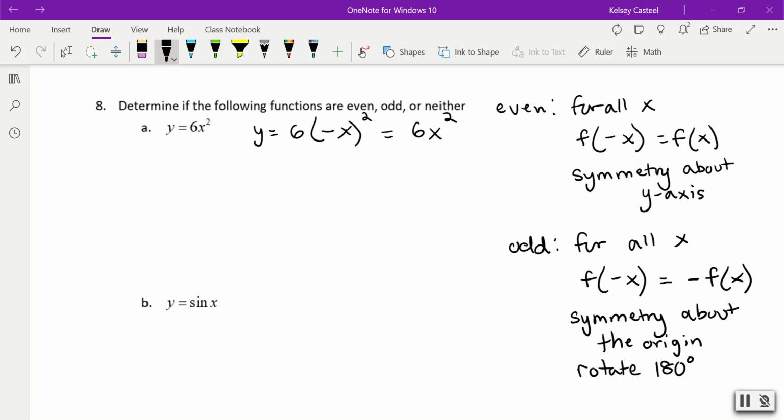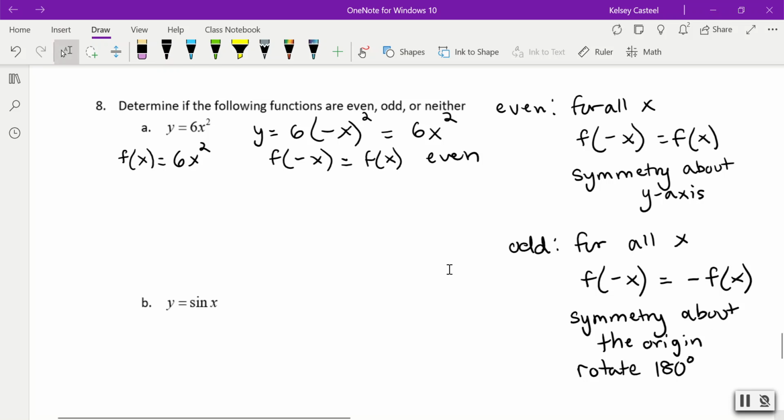If you want to use function notation here, we could rewrite this as f of x equals 6x squared. And we've just shown that f of negative x is equal to f of x. So this function is even. We can take a look at the graph and verify by looking at the symmetry as well. So I'm going to jump over to Desmos and plug in this function.